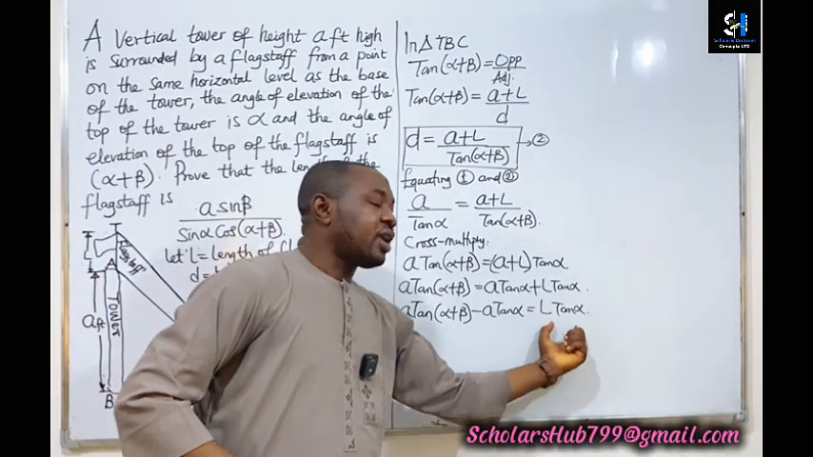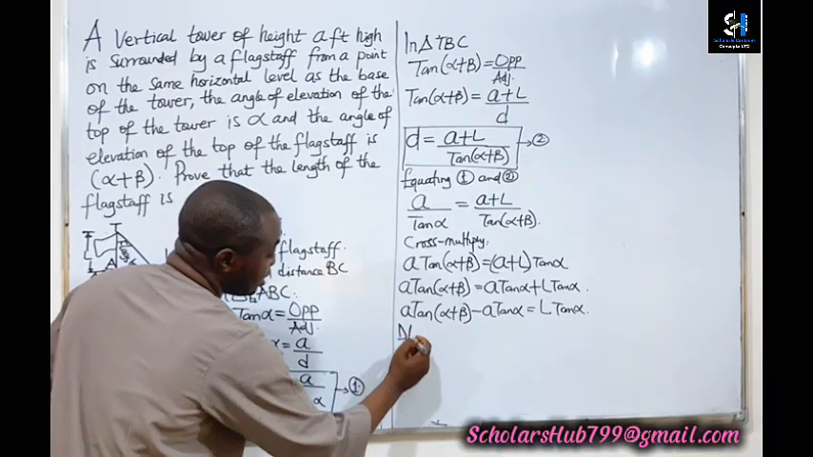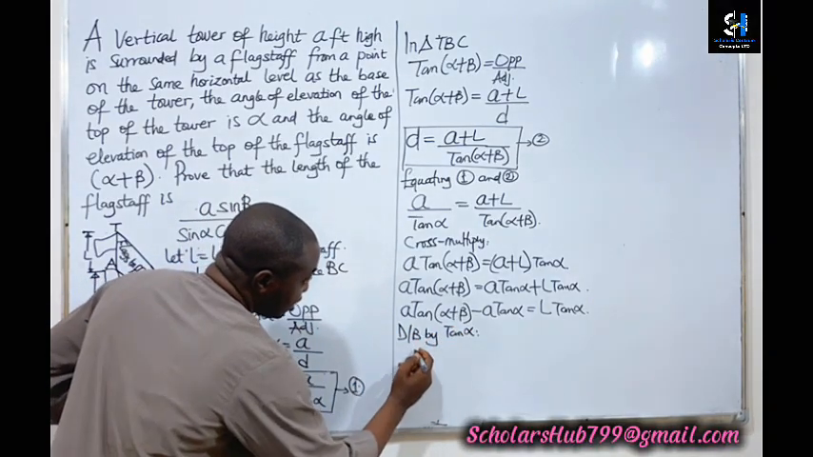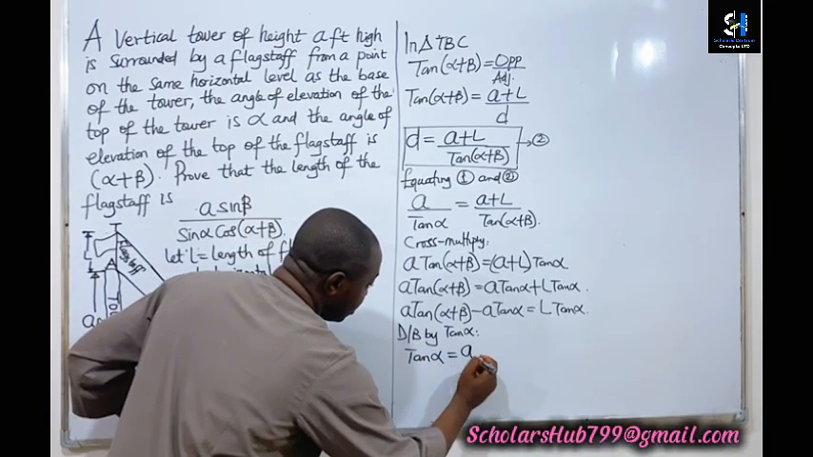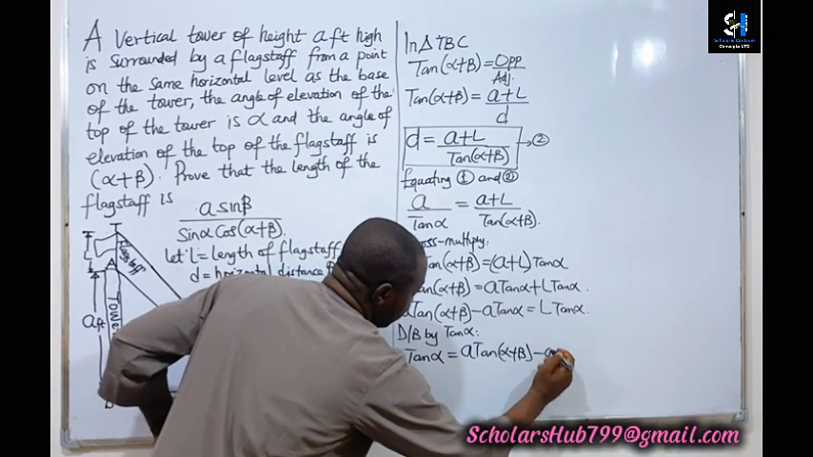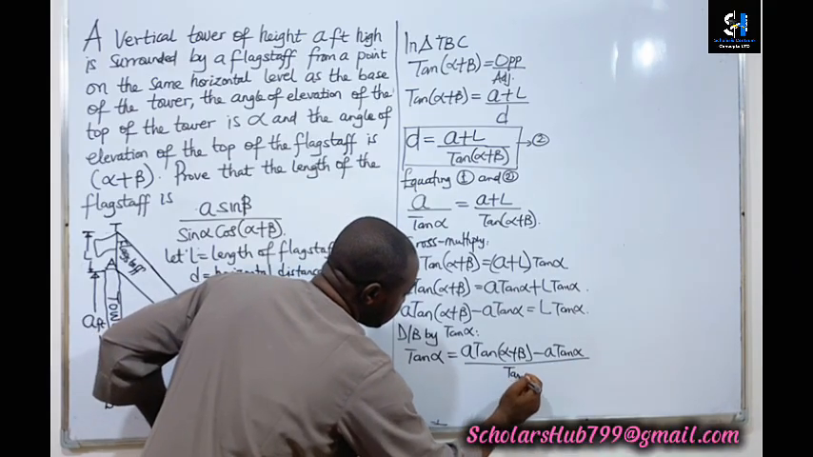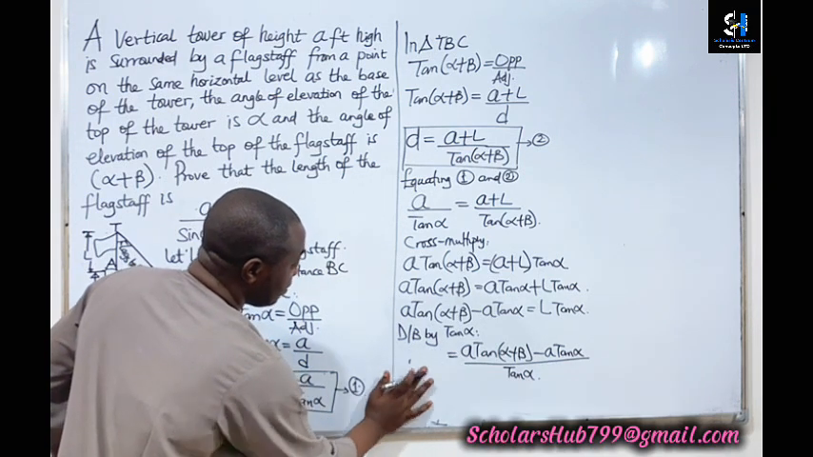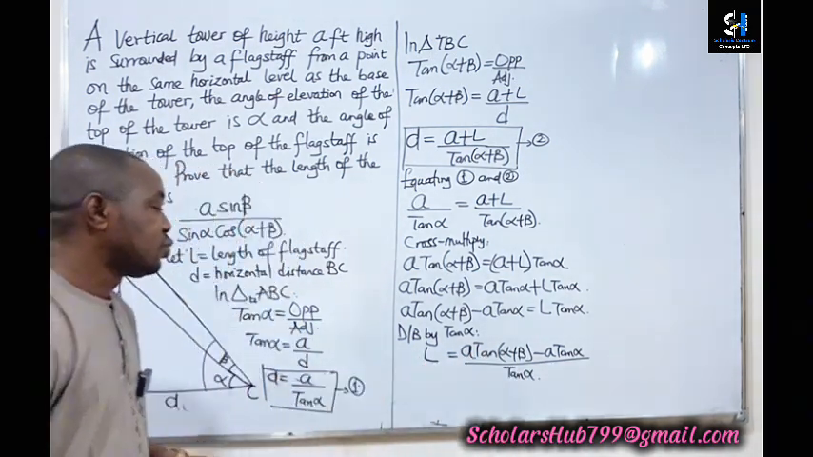In this case, I'll divide both sides by tan alpha so that I can isolate L. Let me rearrange it: L equals the product of A and tan alpha plus beta, minus A tan alpha, divided by tan alpha. Sorry, this will be L. That's it. All right, so now let me factor out A.